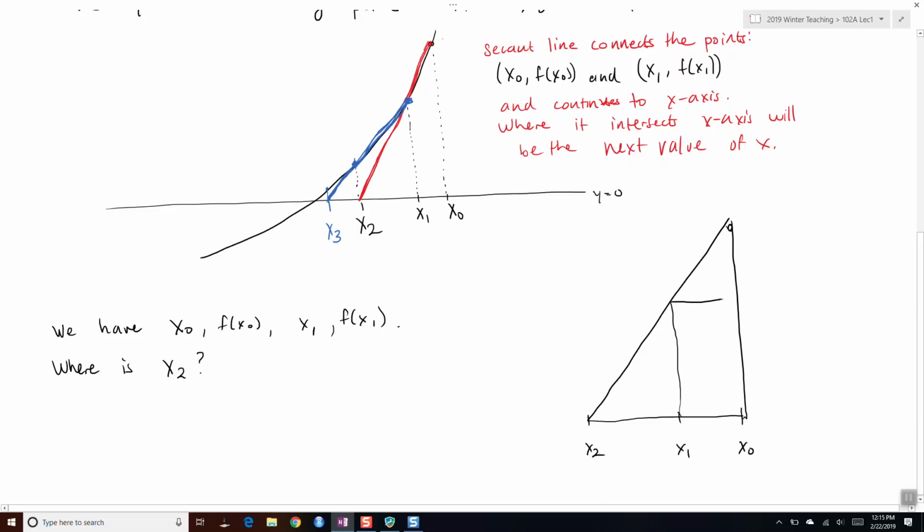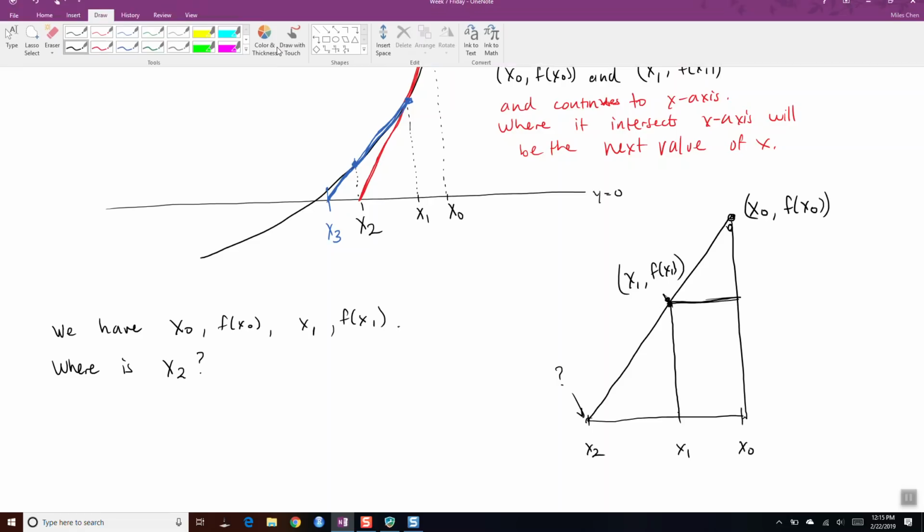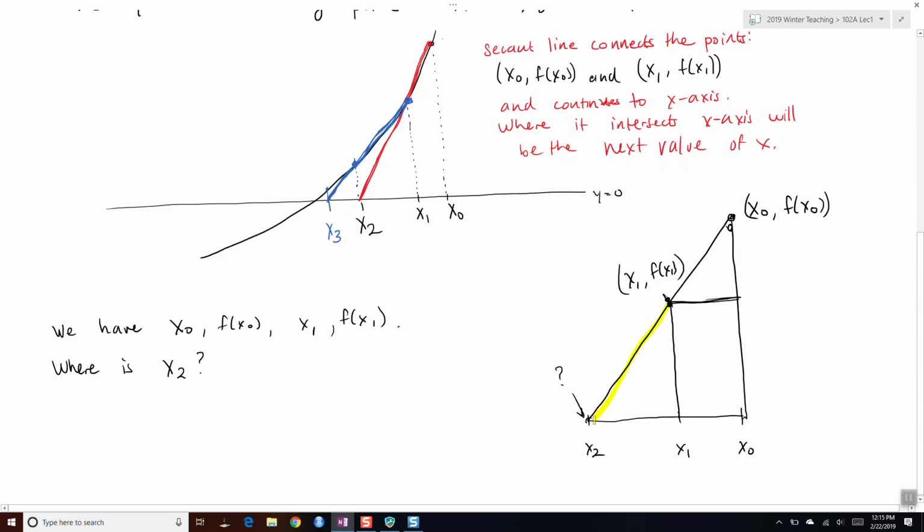All right, so what we can do is split our triangle up like this, okay? And we have these 2 locations. We know this one is x0 and f of x0, and we know this spot is x1 and f of x1. What we want to know is where do we end up here? Where is this location? We're going to take a look at this triangle.